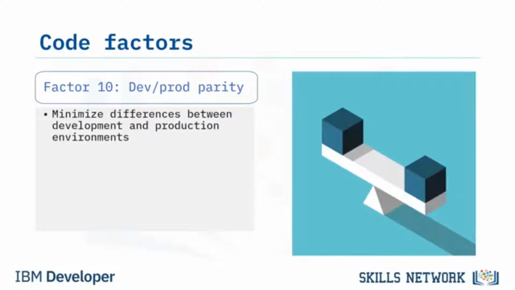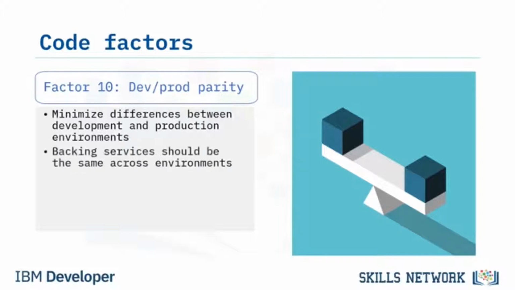This factor minimizes the differences between development and production environments, which is necessary to enable continuous delivery so that changes are quickly promoted into production. This action reduces the chance that code runs appropriately in one environment but not in another. Parity is especially important for backing services. If you use a MySQL database in production, you should use the same MySQL database in your development environments. This helps catch failures earlier in the development process.